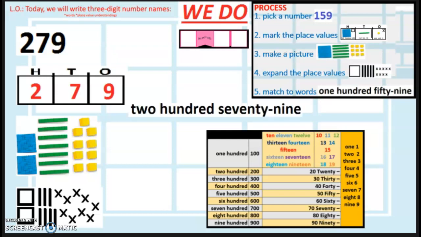Next, we have our word form. So let's go ahead and match it up because this is what we're doing specifically today. So we have 2 hundreds, 7 tens, and 9 ones. Let's match that up. 200, 70, 9. Did you get this one correct? High five if you did. If not, go back and check your answers.